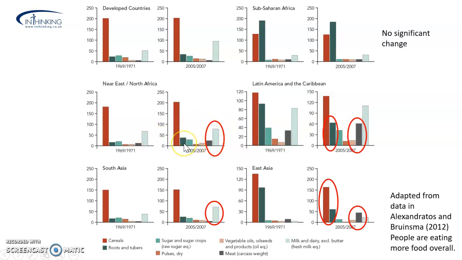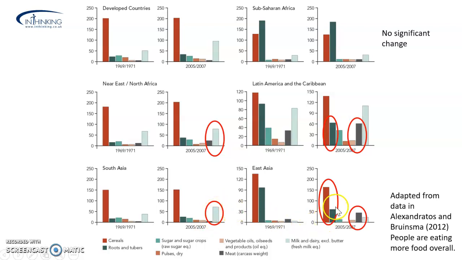But when we look at some of these other regions, so Near East and North Africa, there is a significant change. There's an increase here in roots and tubers. There's also an increase in meat consumption and dairy products. In Latin America, we see that same increase in meat consumption, and we see a fall in roots and tubers. So real changes in diets, with more animal products coming in. South Asia, again, more animal products, not meat so much this time, but milk and dairy products increasing in quantities.